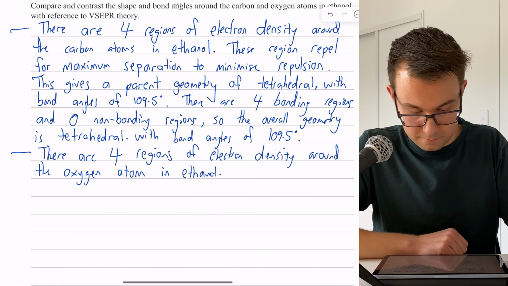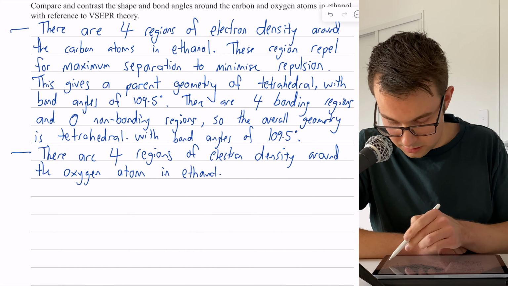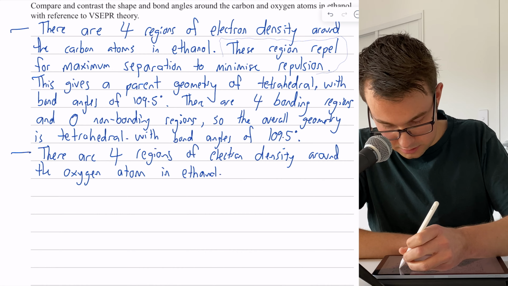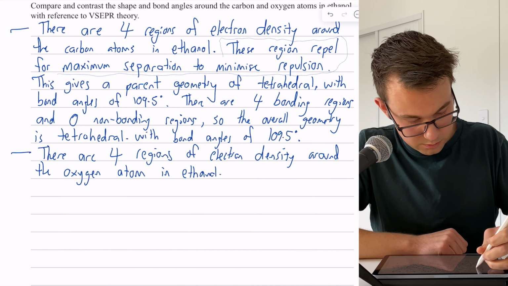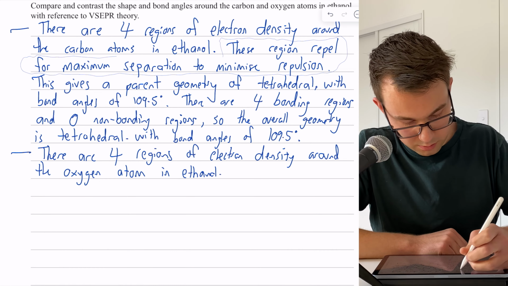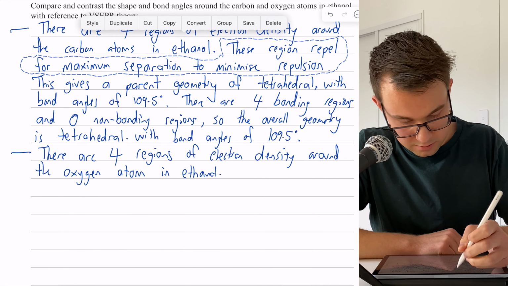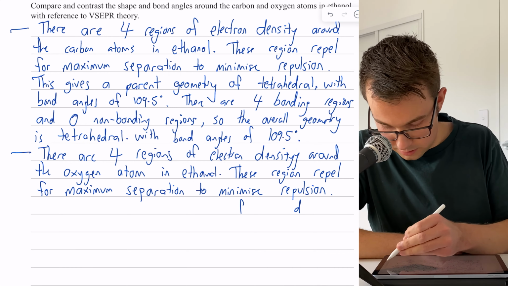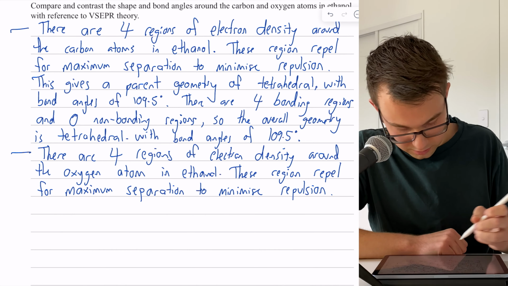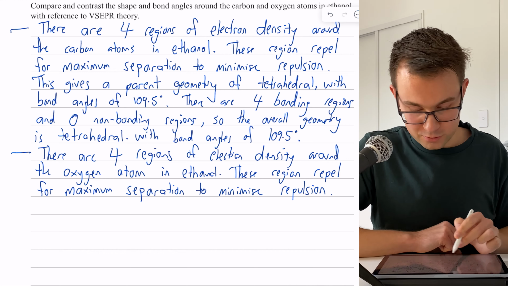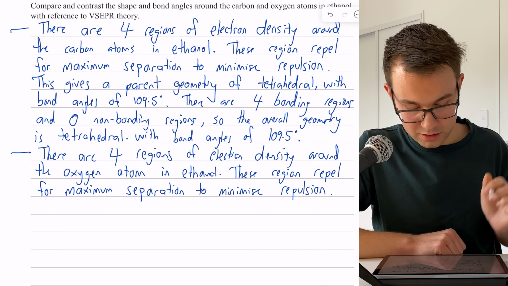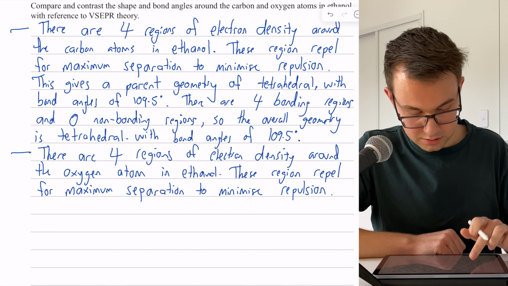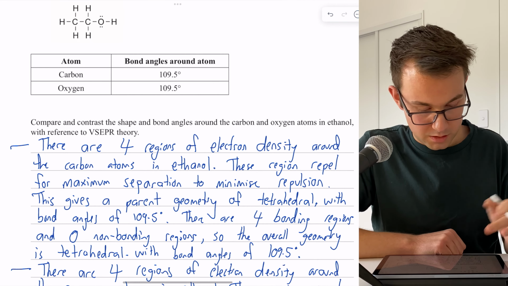Beautiful. Now, the exact same sentence, can I use technology? Let me just copy and paste, because that's really what this question requires. It's a copy and paste sort of vibe. Duplicate. I mean, it sort of worked. Is this making it more confusing? I hope not. Okay, there are 4 regions of electron density around the oxygen atom in ethanol. These regions repel for maximum separation and to minimize repulsion. Yes, they do.